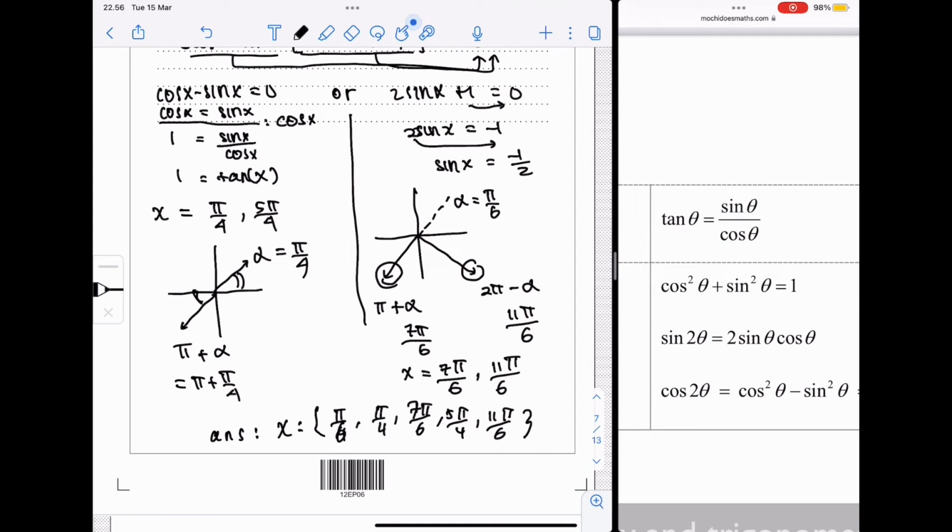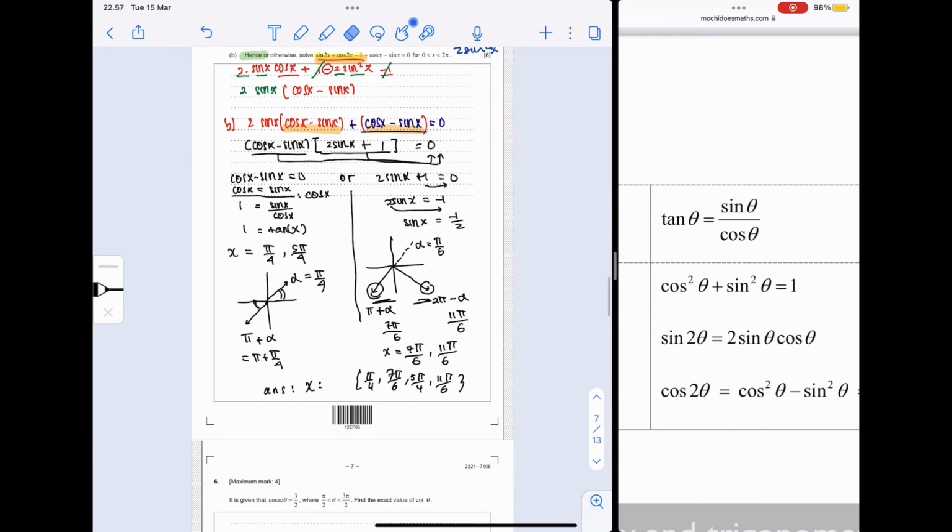1, 2, 3, 4. Why did I write it so much? Oh, wait a minute. This is not included. Scratch that. Only on the third and fourth. First quadrant is not allowed since the first quadrant will have positive values for all trigonometry ratios.